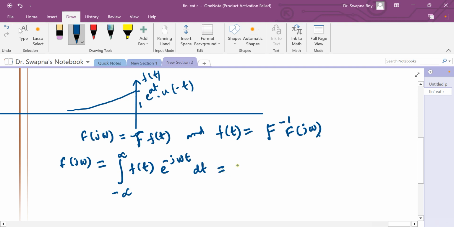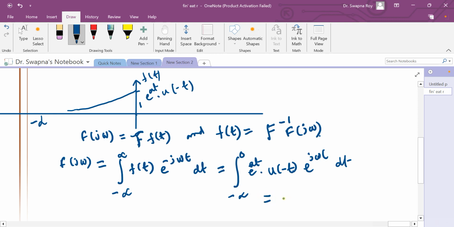This is equal to e to the power, and we know this signal exists from minus infinity to 0. So here we are changing the limit, so this will be minus infinity to 0 and the function is f of t is equal to e to the power at into u minus t, e to the power minus j omega t dt, and u minus t is equal, here it is 1.